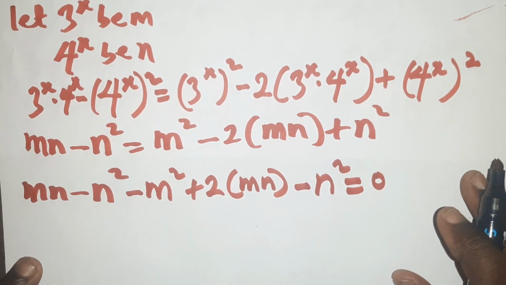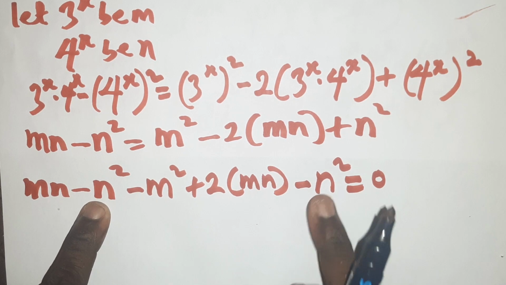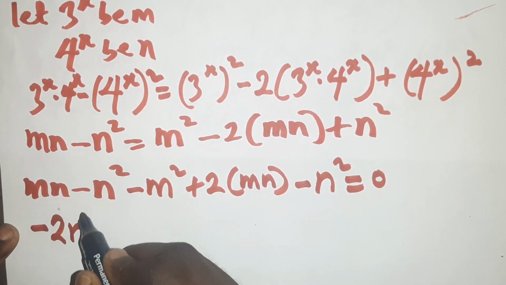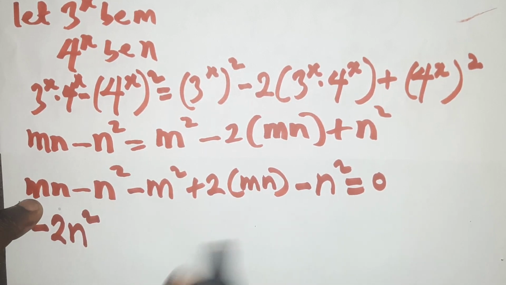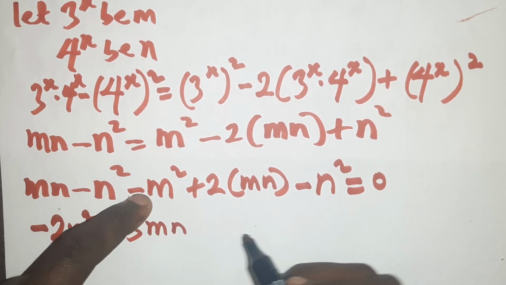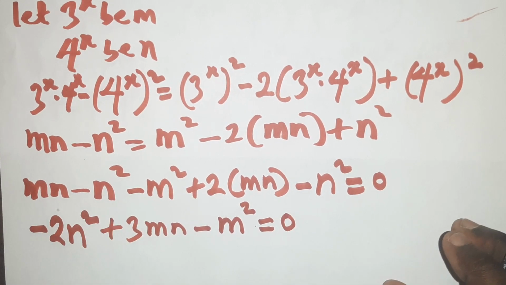And then minus n squared minus n squared gives me minus 2n squared. Then plus 2mn and mn gives me plus 3mn. And of course, I have my minus m squared left equal to 0.